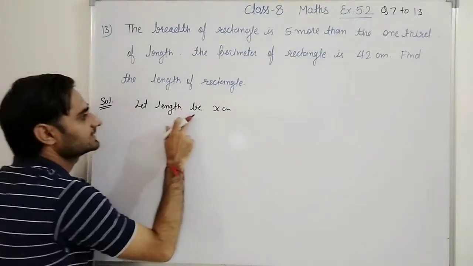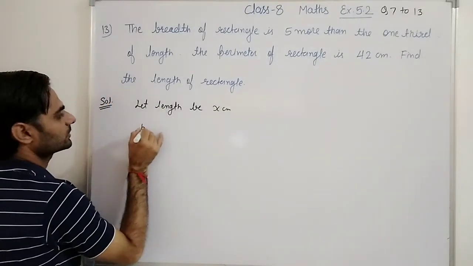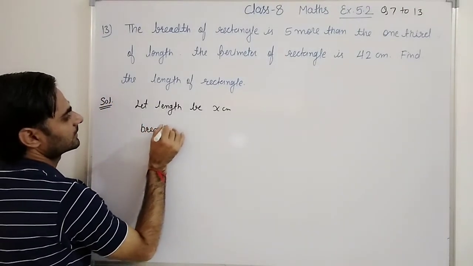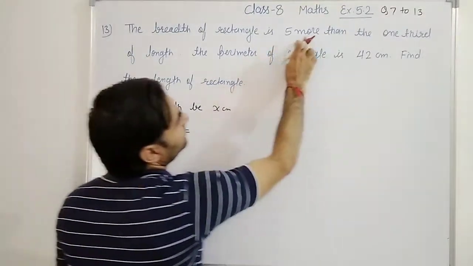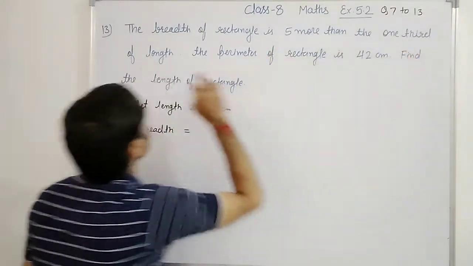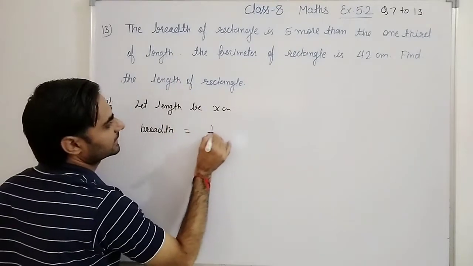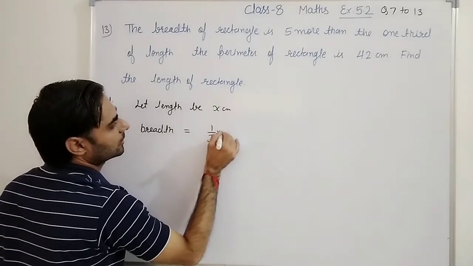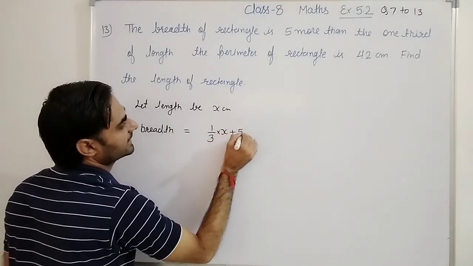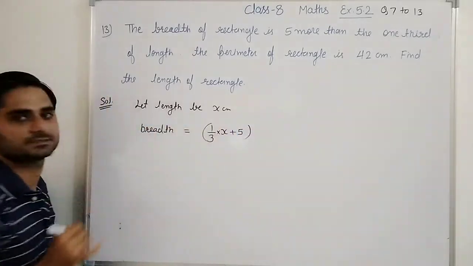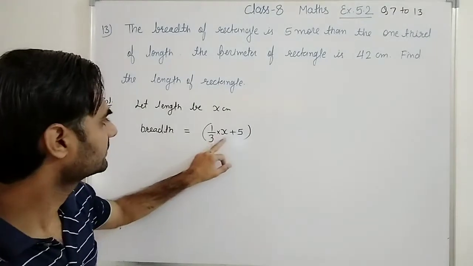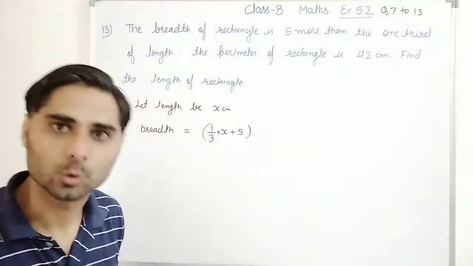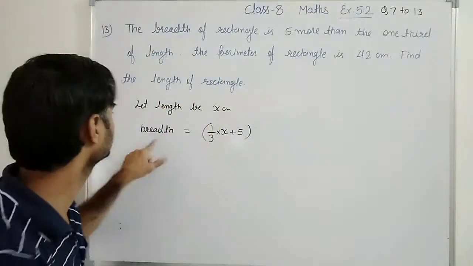If length is x, then according to the question, breadth is 5 more than 1/3 of length. 1/3 of length, and in this one 5 more. This is 1/3 of x, and after that 5 more. Did you understand? This will be the length and breadth.